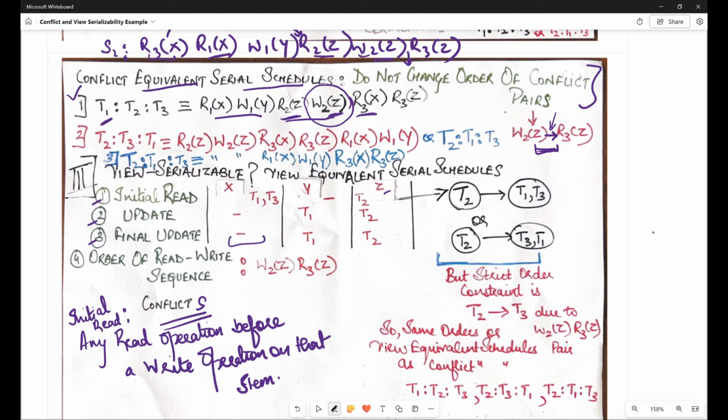No, only T2 is performing initial read, because after this T2 updates the value of Z. So this read is not an initial read. Okay, coming back to the problem, we have identified initial read.